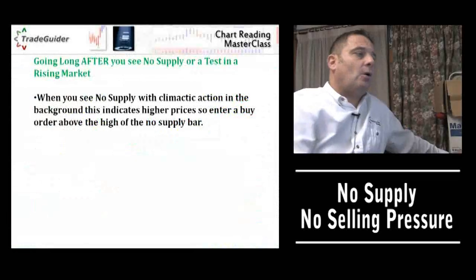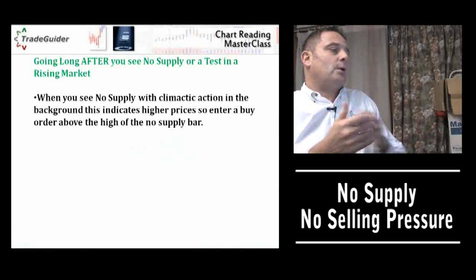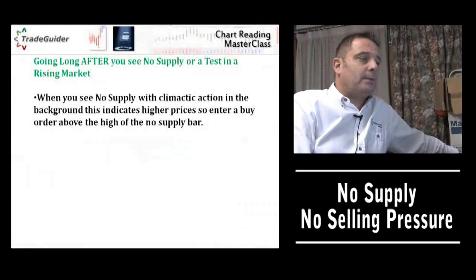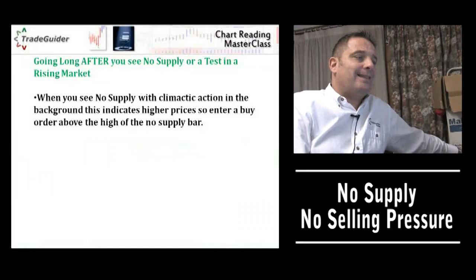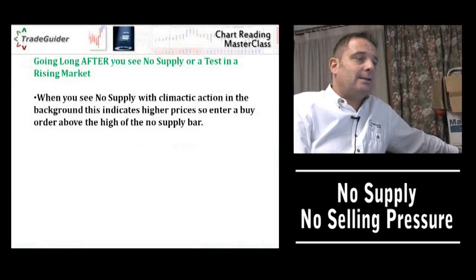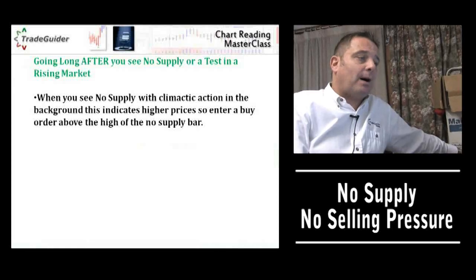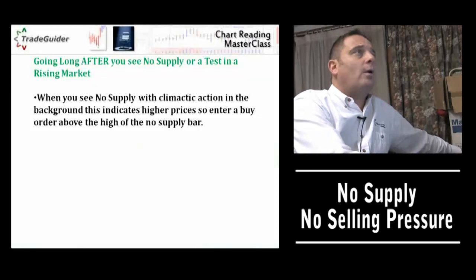So, going long after you see no supply or a test in a rising market: when you see no supply with climactic action in the background, this indicates higher prices, so enter a buy order above the high, as we've suggested, or on no supply.